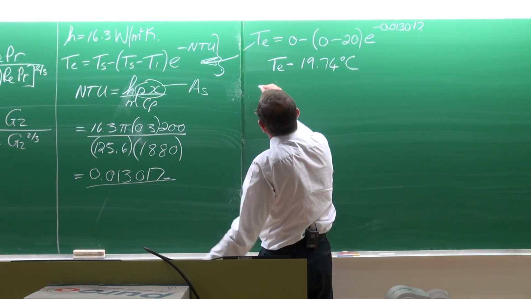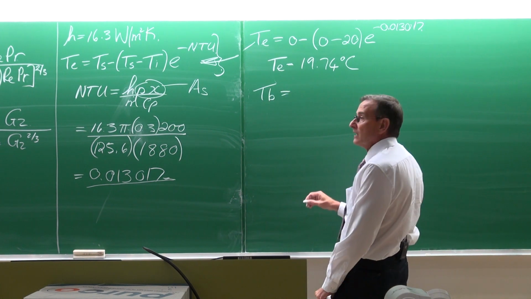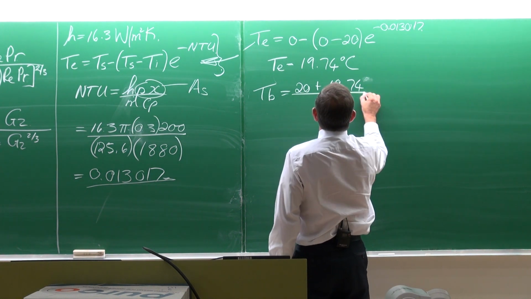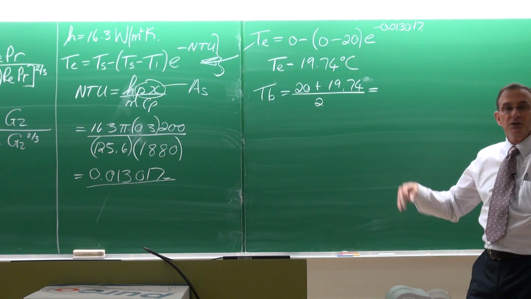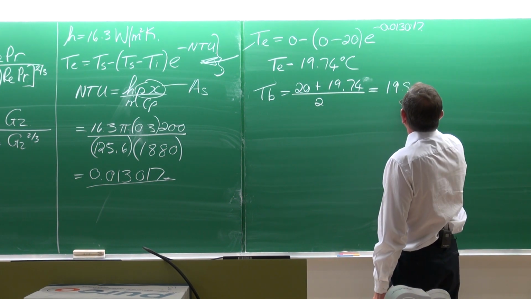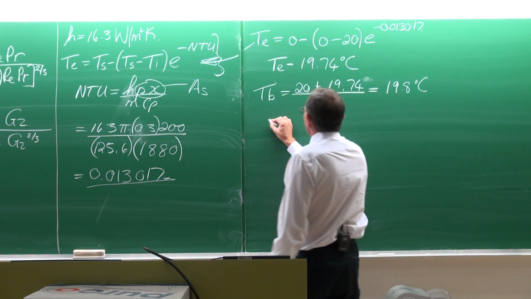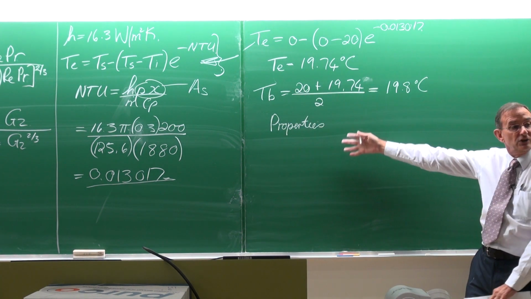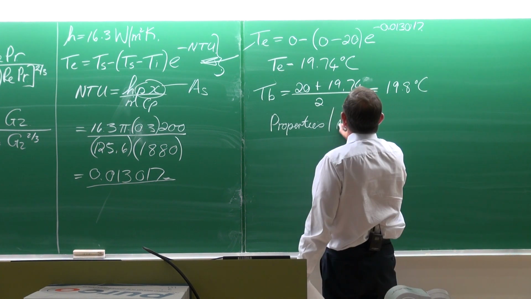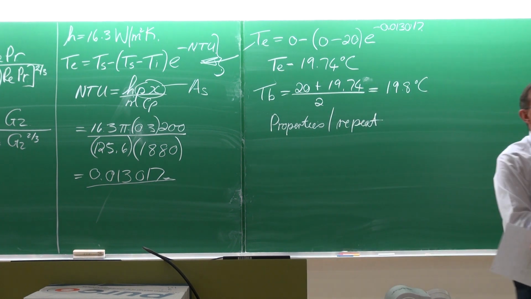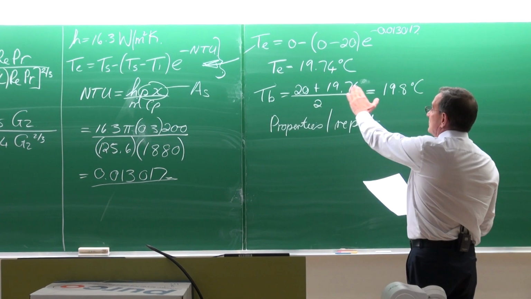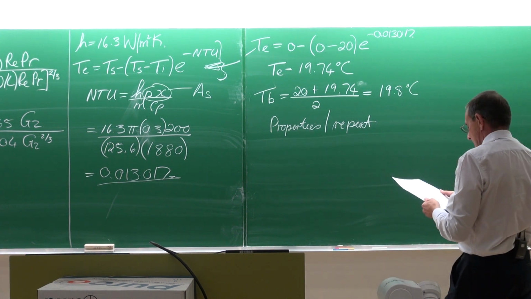Okay. Now, if you want to, you can say, let me go and recalculate the bulk temperature. It is 20 plus 19.74 divided by 2, which is now going to be 19.87 degrees Celsius. You can go and get the properties again at that temperature, or you can do interpolation or extrapolation to get it more accurate, and you can repeat the problem. Okay. Any questions? We are not finished yet. So in terms of the outlet temperature, that's the first part of the problem that we've now determined.